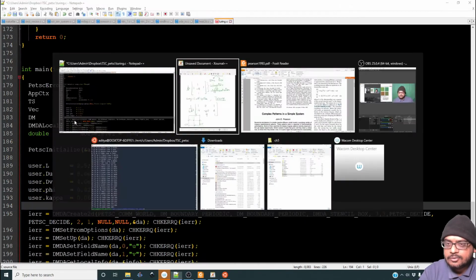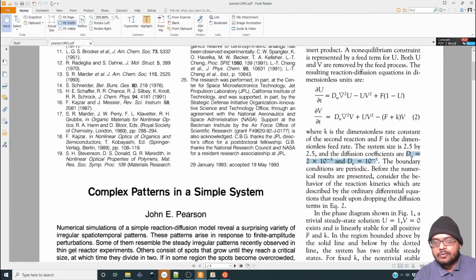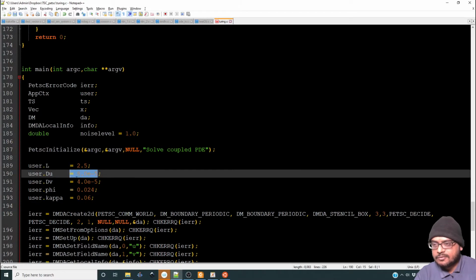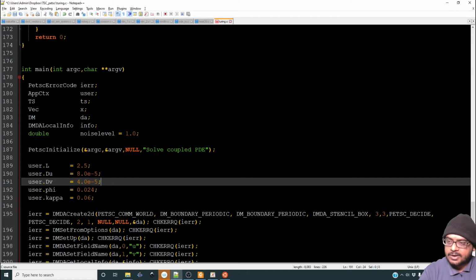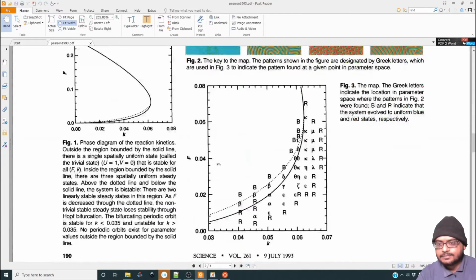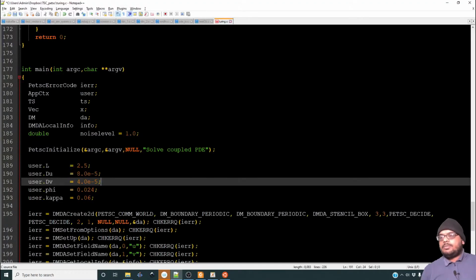So let us look into the paper. So du was 2 times 10 to the power minus 5, dv is 10 to the power minus 5. What I have chosen is 8 times 10 to the power minus 5, 4 times 10 to the power minus 5. And phi and kappa are kept to be 0.024 and 0.06. So over here, various simulations are done, but where do we lie? 0.024, 0.06, somewhere over here. Okay. Alright, so phi, kappa, everything is defined.